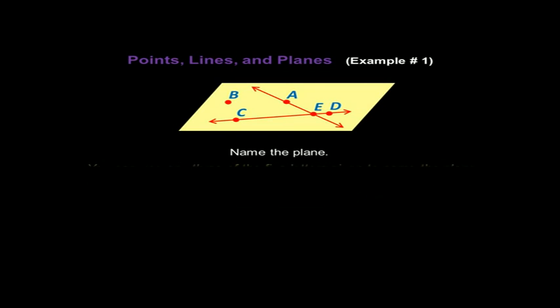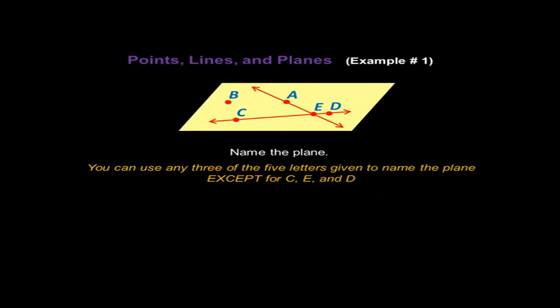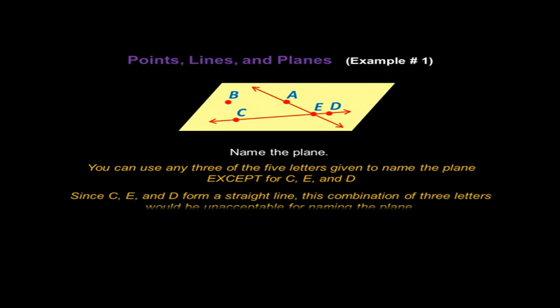Now let's name the plane. You can use any 3 of the 5 letters given to name the plane, except C, E, and D. Remember, since C, E, and D form a straight line, this combination of letters would be unacceptable for naming the plane. So let's go ahead and call this plane ACD.